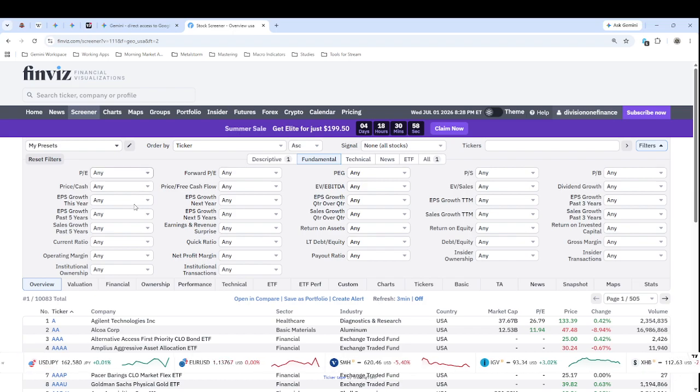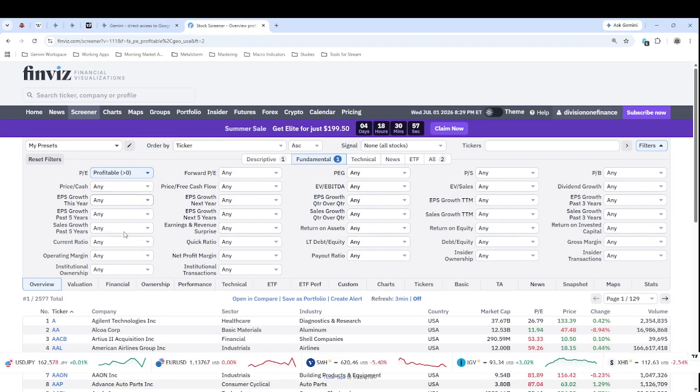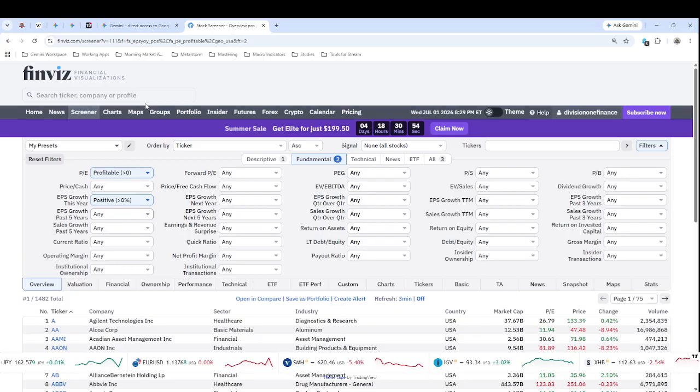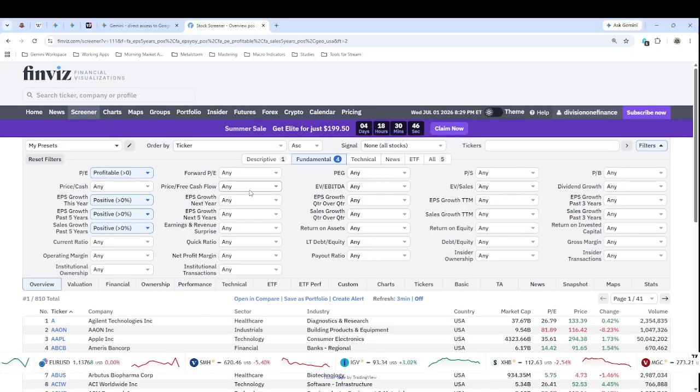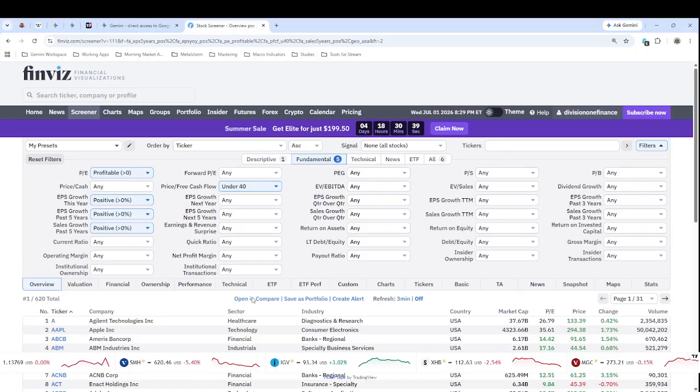I want profitable companies. I want companies whose earnings are growing. I want companies whose sales are growing. I want companies whose price to free cash flow, I want companies trading at a discount right now. Price to free cash flow under 40. I am down to 620 companies now.